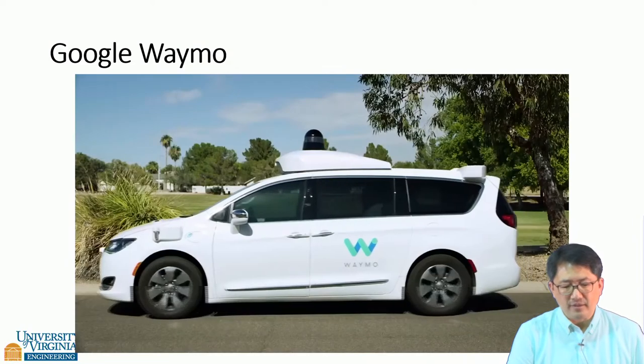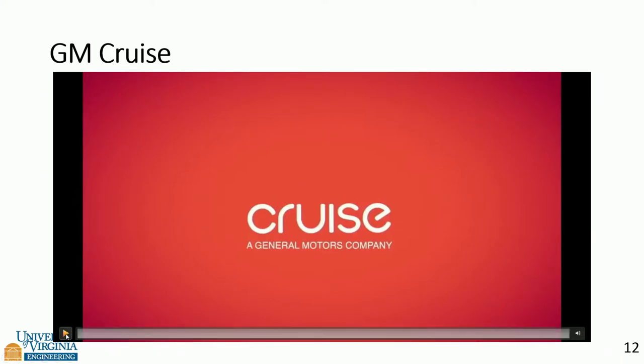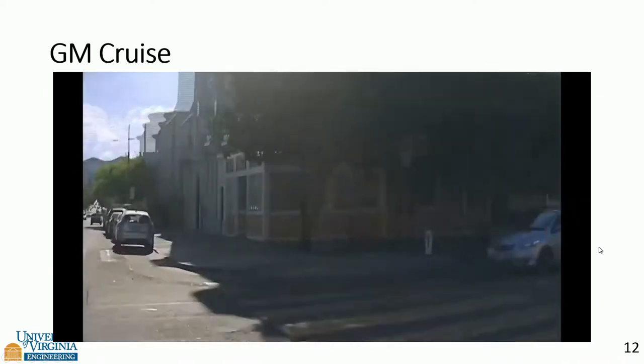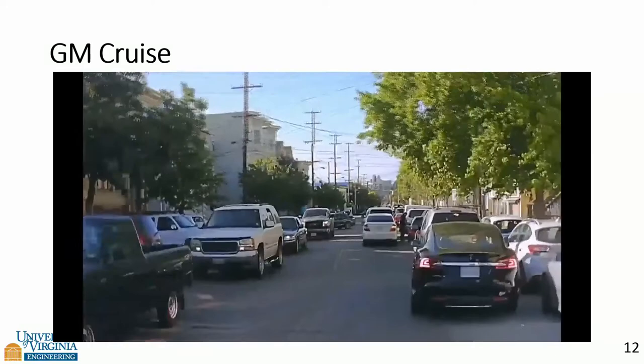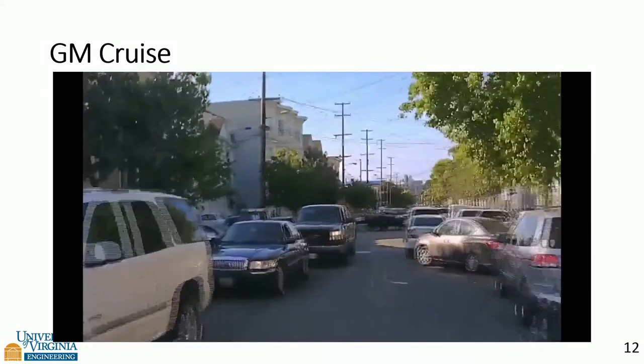Next one is close to the Google. This is a GM Cruise. You will probably be amazed by how good they are driving in very tiny little road situations. Like here, there's a stopping vehicle.